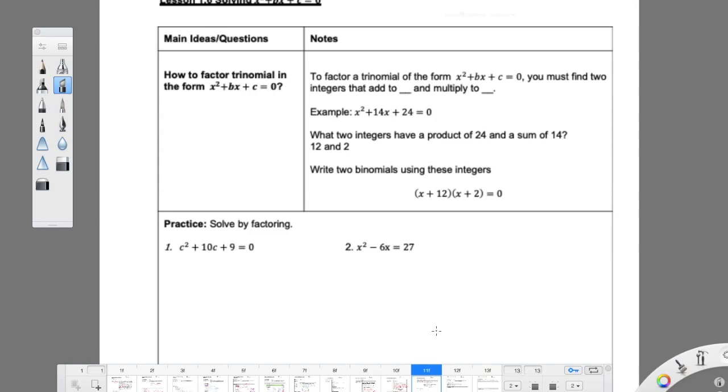All right, so we are working in Chapter 1, Section 6 for IM2, and this is solving an equation in the form x squared plus bx plus c equals 0. So the first thing we come to here is just a few notes. We have how to factor a trinomial in the form x squared plus bx plus c equals 0.